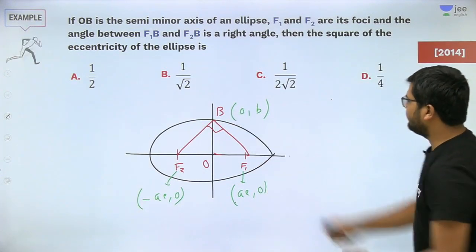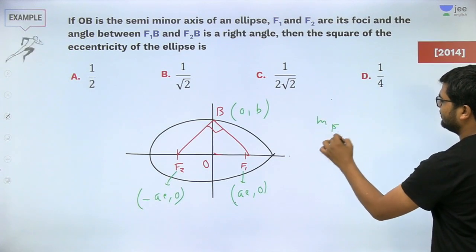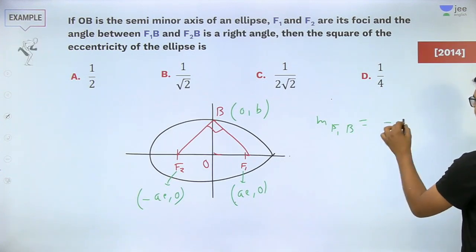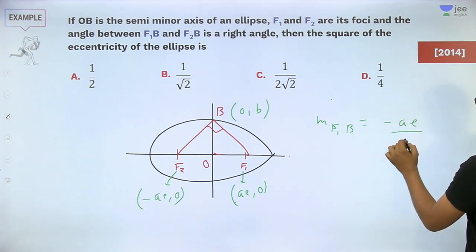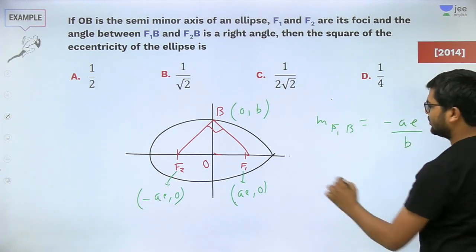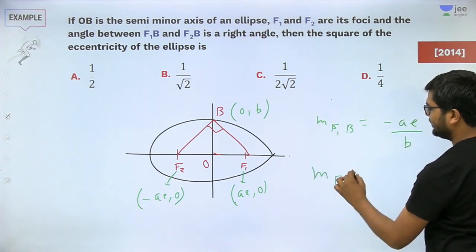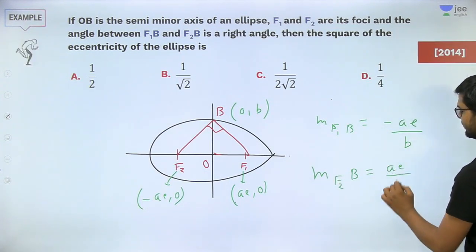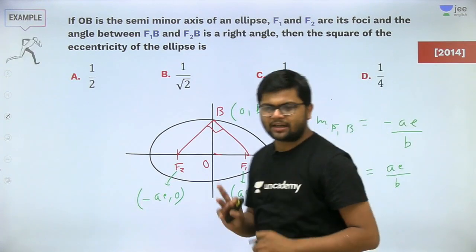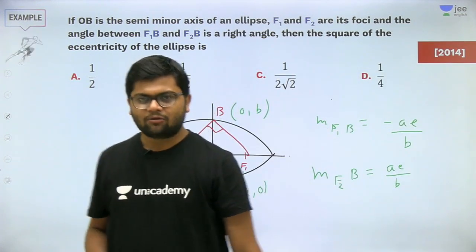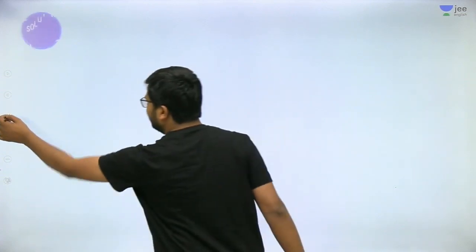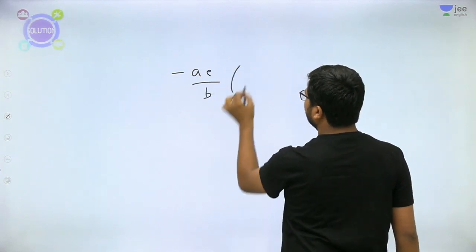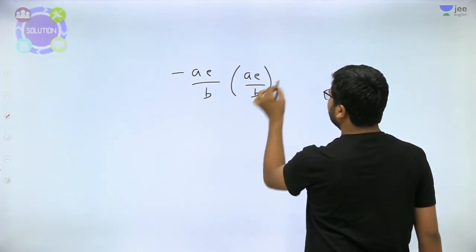Now slope of F1B will come out to be minus AE upon B, getting my point? Wonderful. Now slope of F2B will come out to be AE upon B. Since these two lines form a right angle, they are perpendicular, from that I can conclude that m1 m2 should be equal to minus 1. So minus AE upon B into AE upon B is equal to minus 1.